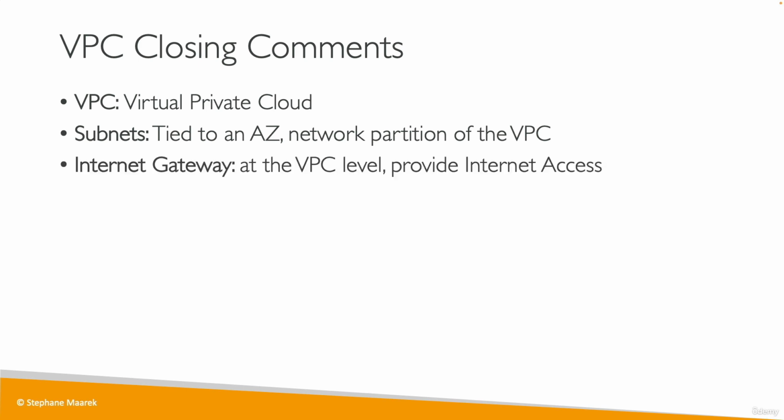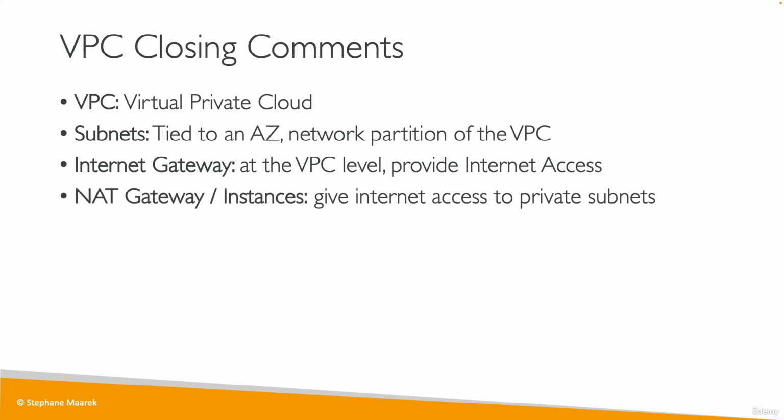If you wanted to have internet access at the VPC level, you would need to create an internet gateway. But if your instances are private instances in private subnets, then instead you would need to use a NAT gateway, which is managed, or NAT instances that you manage, to give internet access to your private subnets.